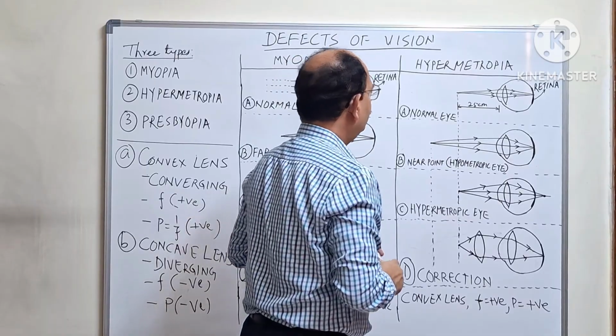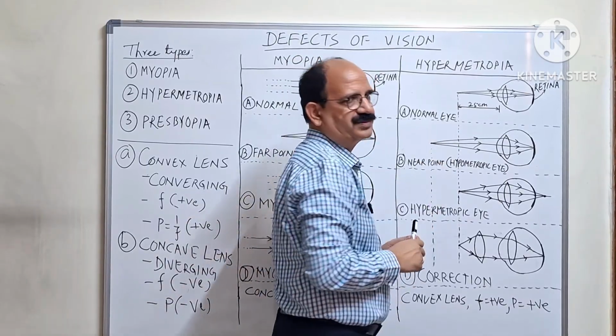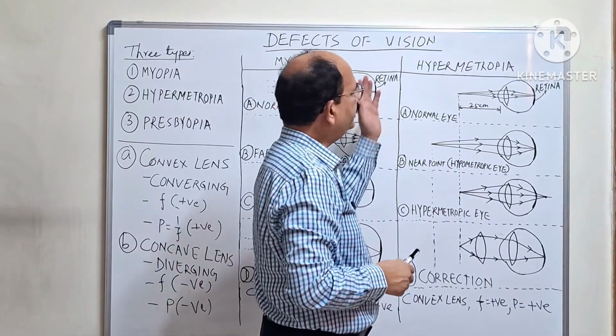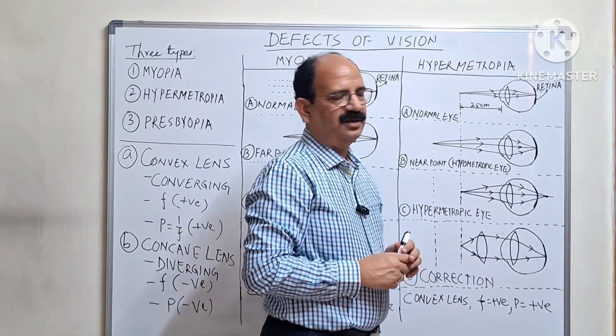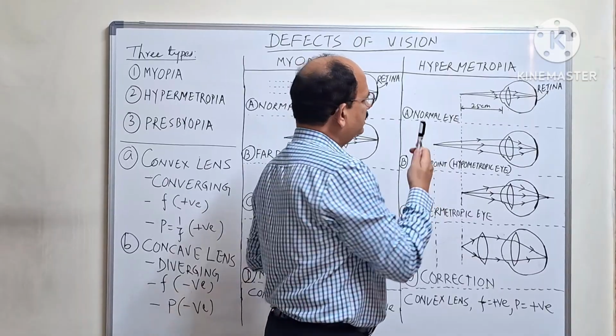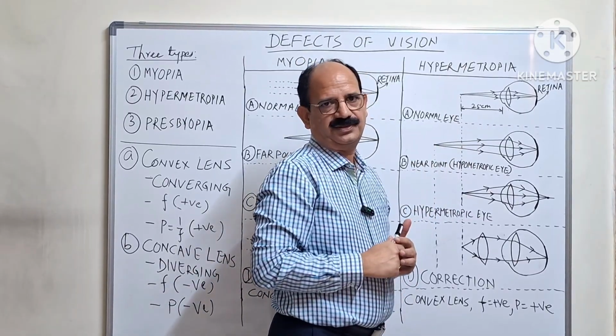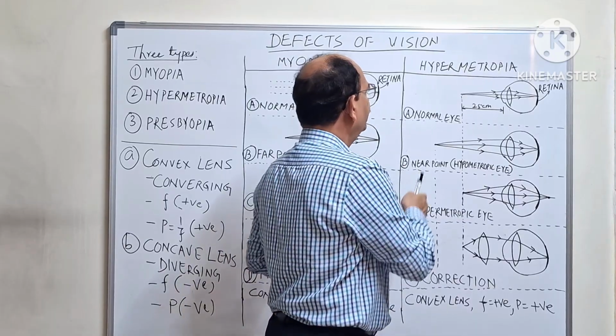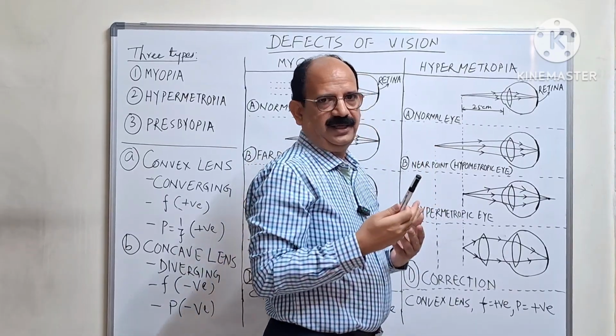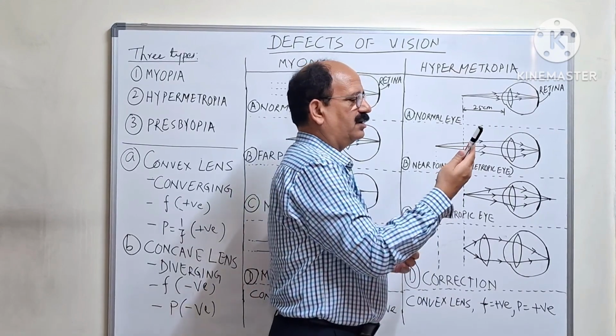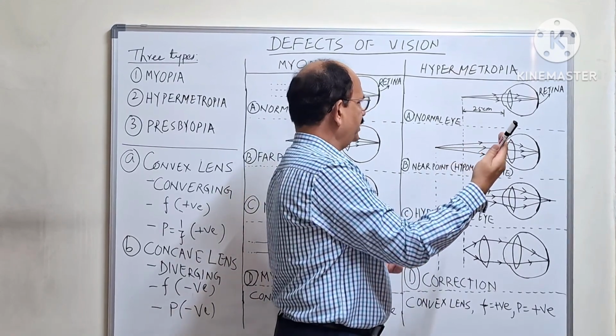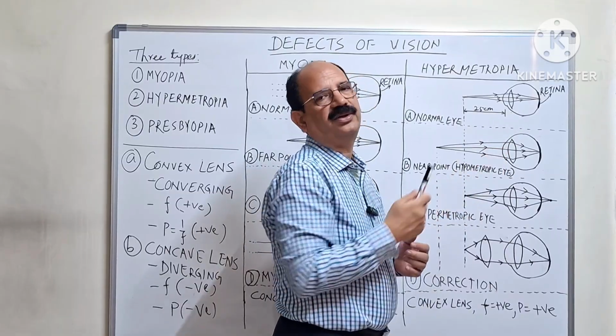Hypermetropia is also called farsightedness. That is, the distant objects can be easily seen, but the problem is there in seeing the near objects. Now let's look at a normal eye. For normal eye, the near vision is roughly around 25 centimeters.